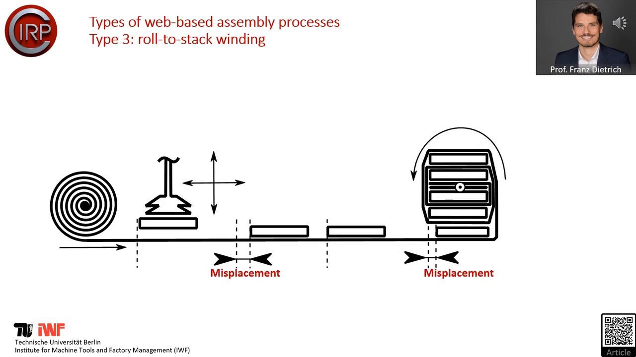The type 3 I wanted to show is the so-called roll-to-stack winding. This is a process where battery electrodes are placed on a separator, and then the separator is wound to a stack at the end of the process.